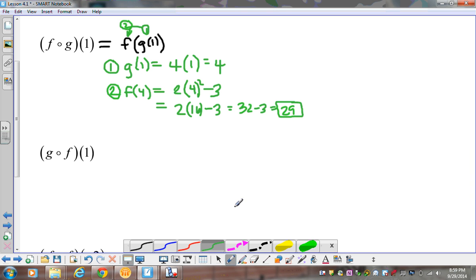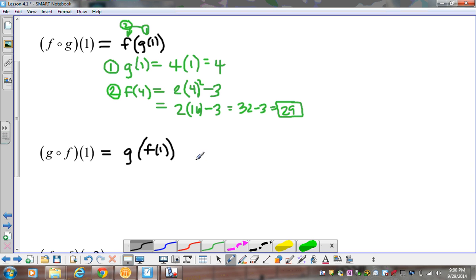So real quick, let's pause it. I want you guys to see if you can do g of f of 1. All right, so let's come back together. So g of f of 1. Similar concept here. If you notice, the letters are in a different order. In this case, it's not f of g of 1. In this case, we're going to do g of f of 1.